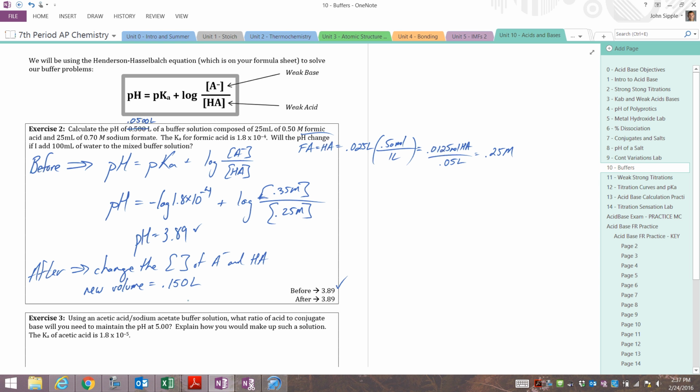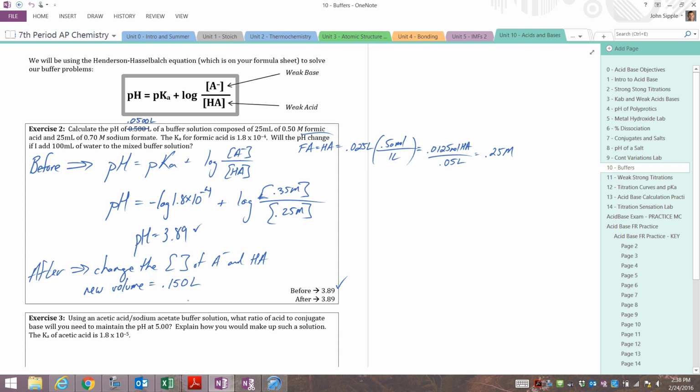K stays the same still. K still stays the same. But in terms of our working parts, the concentration changes, but what really is going to stay the same? The ratio between the two is going to stay the same, because we just diluted the solution with 100 more milliliters of water, right?